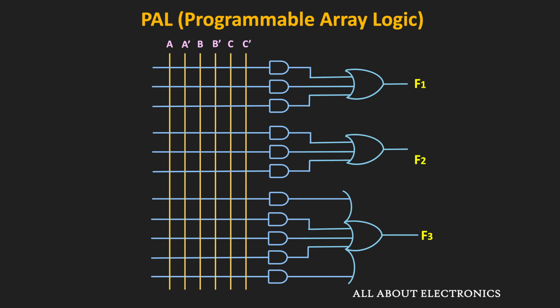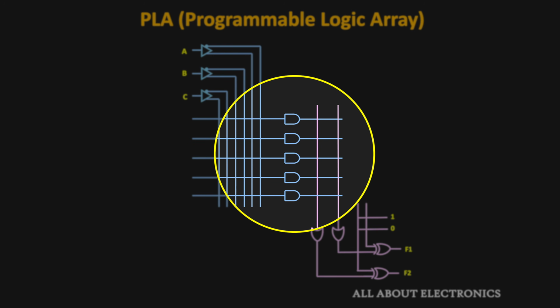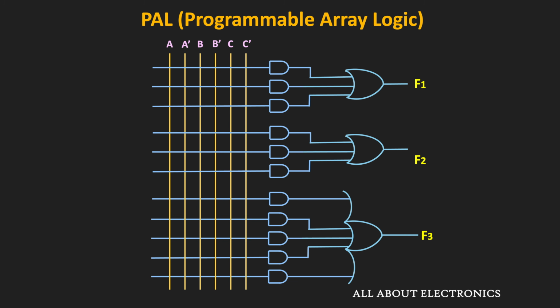Now if you compare the PAL system with the PLA, or programmable logic array, then typically for the same number of inputs, the PAL has fewer AND gates connected with each OR gate. For example, in the previous video, we saw the 3 input PLA, which has 5 programmable AND gates with each OR gate. For the same number of inputs, the PAL system typically has 3 to 4 product terms with each OR gate. That means in this PAL system, for each OR gate, the number of product terms that we can generate is limited.